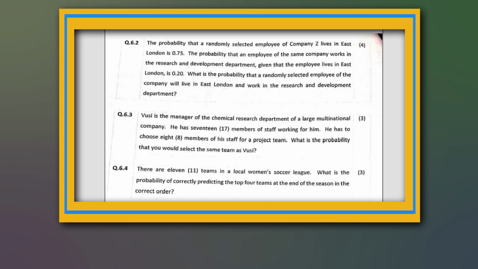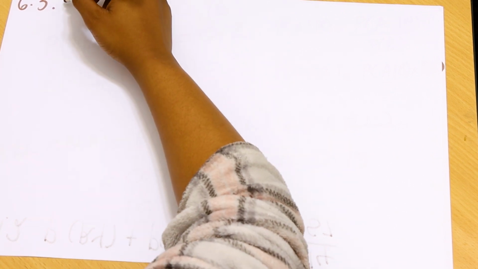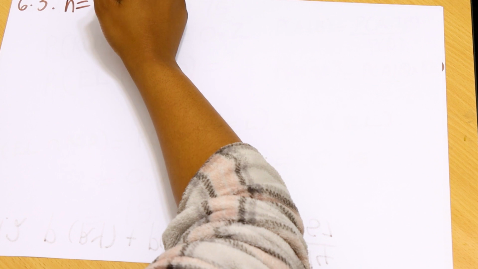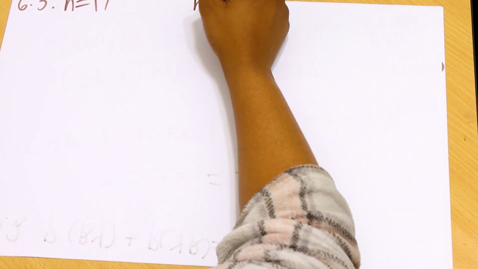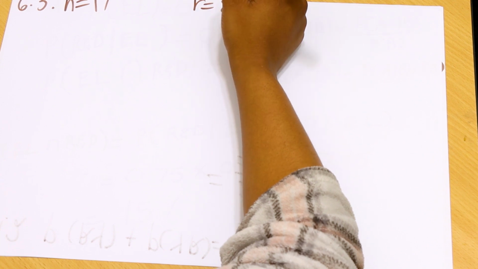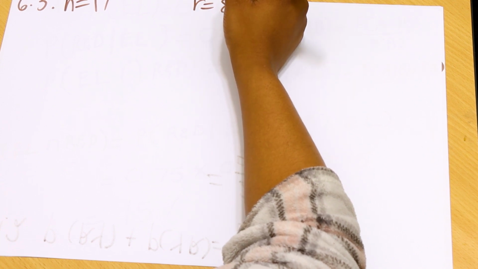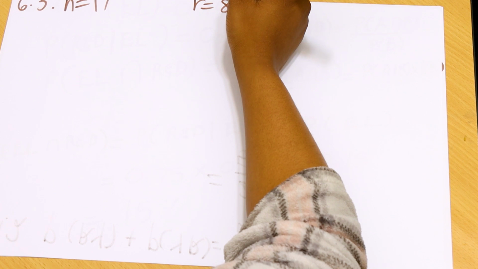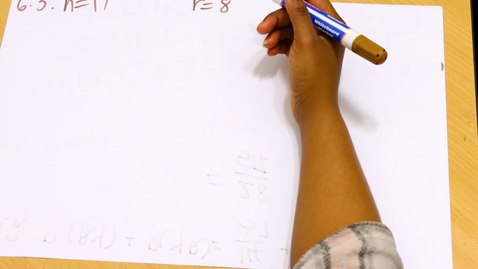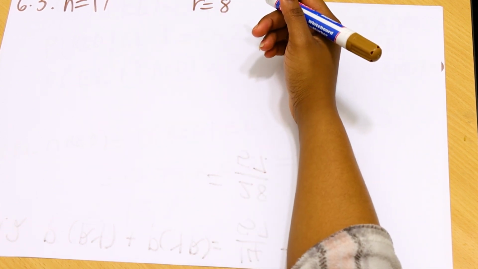So here, as you can see, they are saying that Vusi wants to choose a team, right? He has 17 members. So N is 17, but out of the 17, he wants to choose 8. Then R is 8. And in this case, they just say that he has to choose a team of 8 members, right? So it means this is the case of combination.